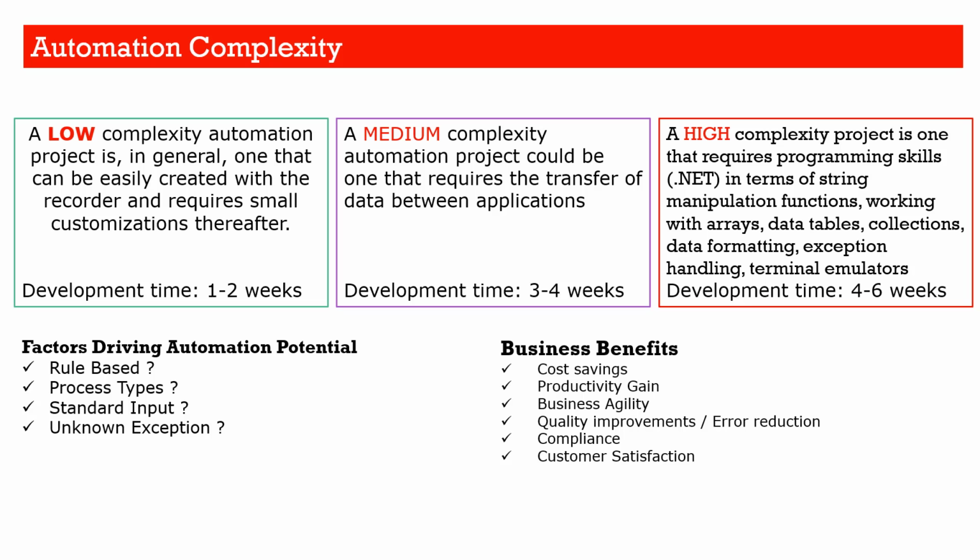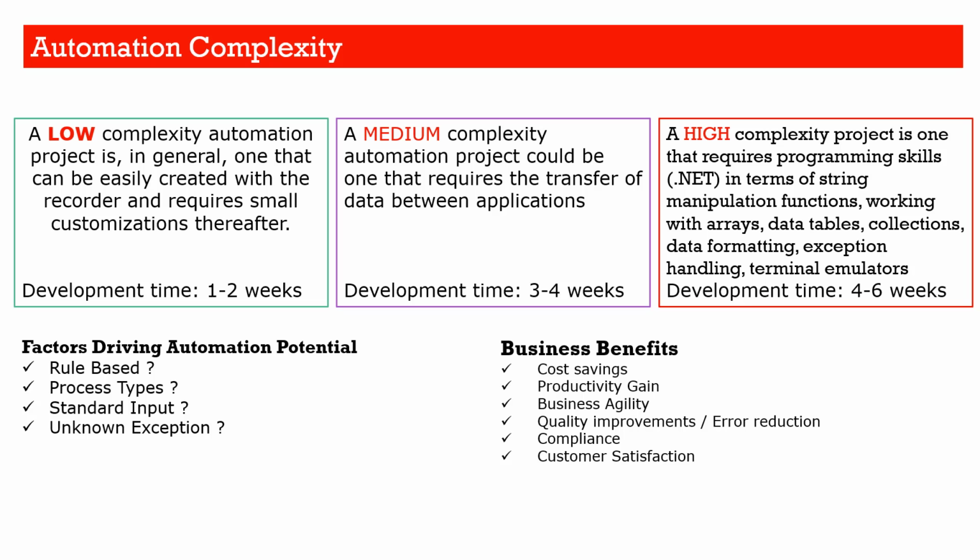So when we say a low complexity process, in general, a low complexity process is one where you should be able to record the steps and do small customization thereafter and the automation is ready. Say for example, you want to automate some email automation. You can simply record the steps using UiPath recorder, do some changes to variables and then your development is done. Those are of low complexity, can be done by junior developers as well. And it can be easily done in 1 to 2 weeks.